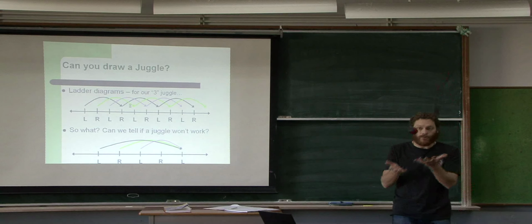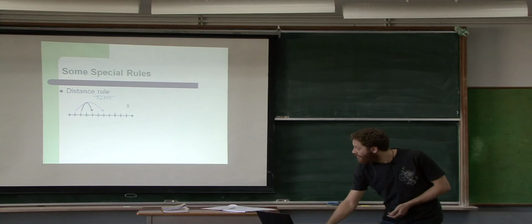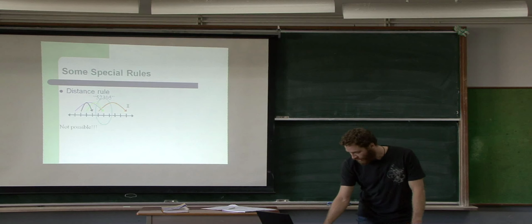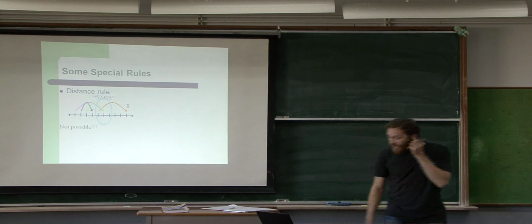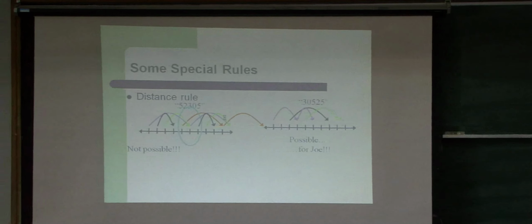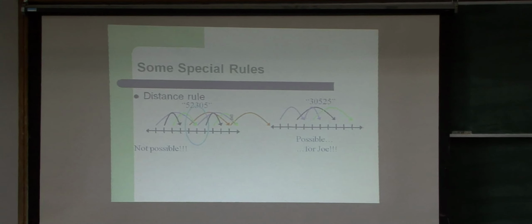Okay, so let's have a look at this pattern 5, 2, 3, 0, 5. So we go 5, then a 2, and then a 3. There we go, there's the problem: 0 and 5. So that's actually not possible, because we have these 2 balls landing in the same hand at the same time. Now, what about that other pattern? This is just repeated: the 3, 0, 5, 2, 5.